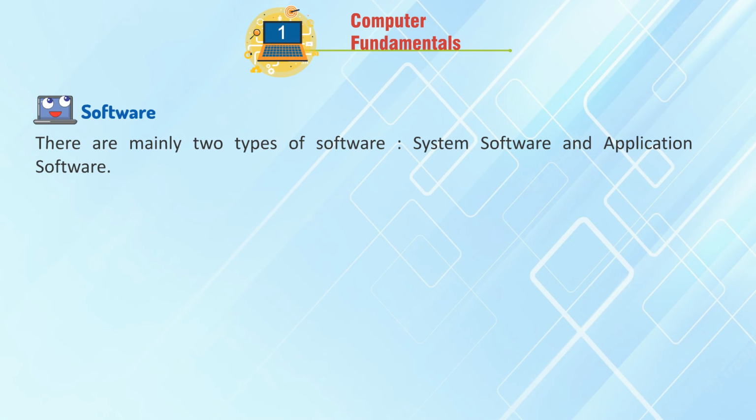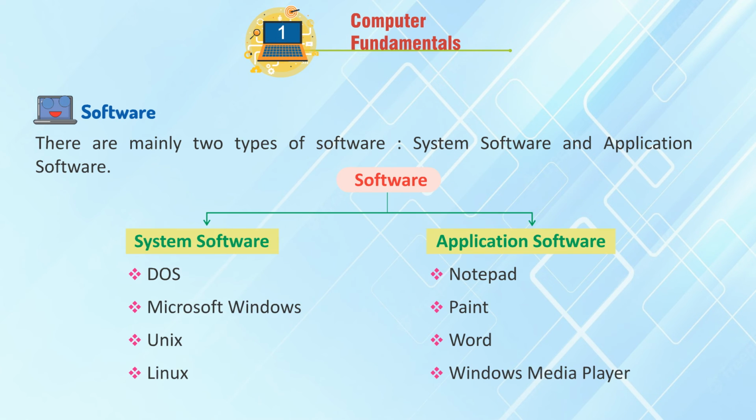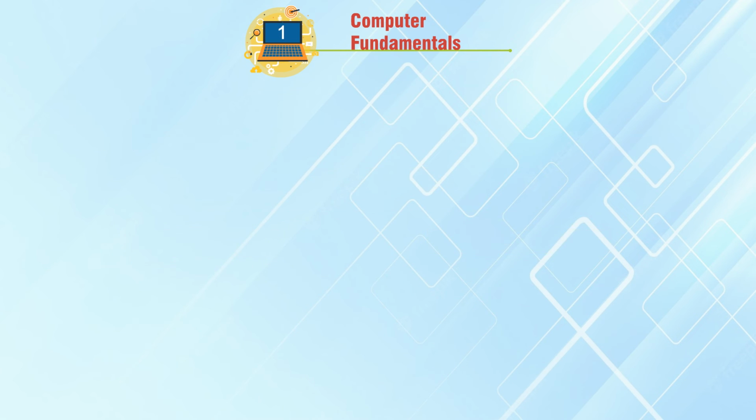Software. There are mainly two types of software: system software and application software. System software: DOS, Microsoft Windows, Unix, Linux. Application software: Notepad, Paint, Word, Windows Media Player.